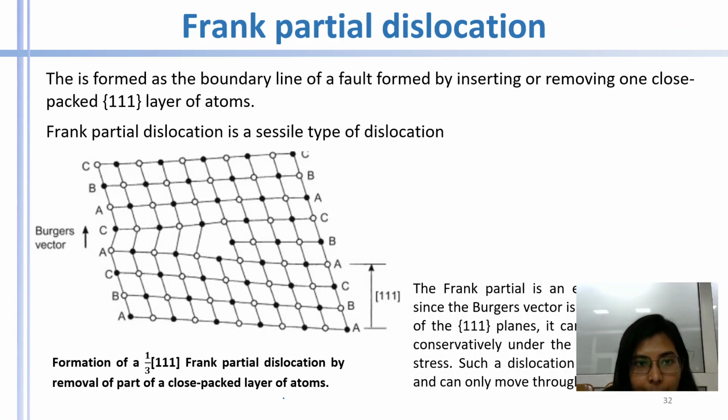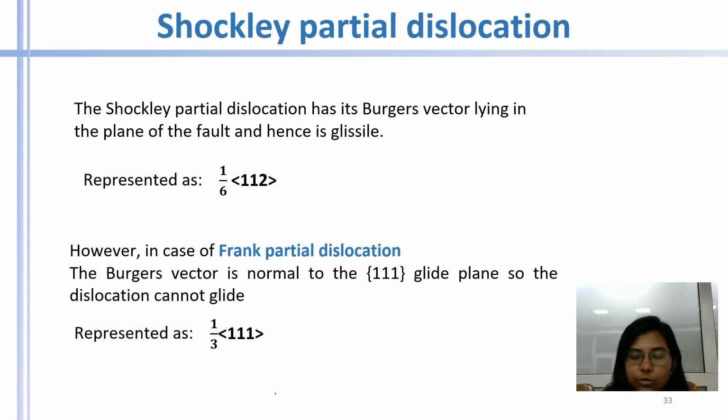Now, apart from the Frank partial dislocation, what is another type of dislocation, which is known as the Shockley? So there is a Shockley partial dislocation, right? The Shockley partial dislocation has its Burgers vector lying in the plane of the fault, and hence it can glide, meaning it is glissile. So how is it in case of FCC? This is for FCC.